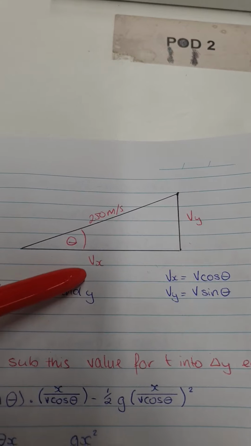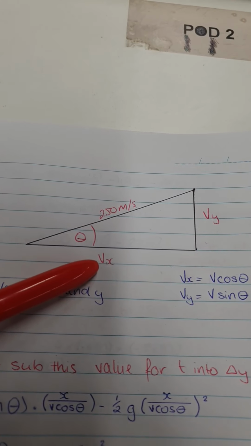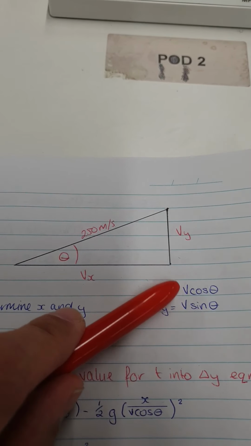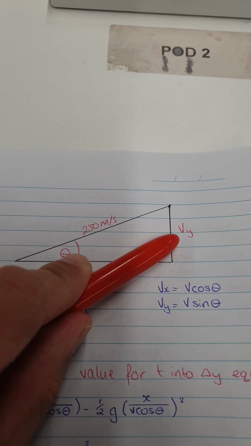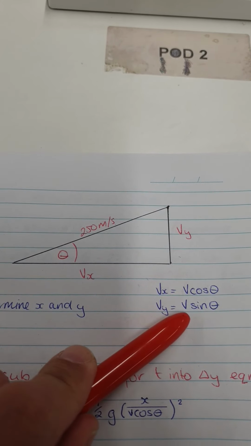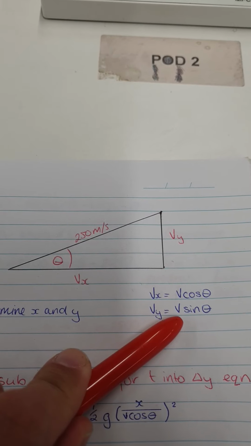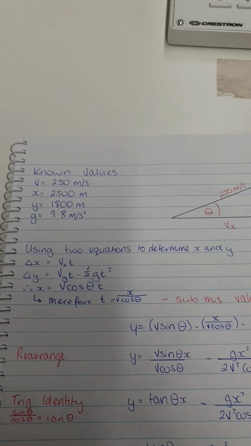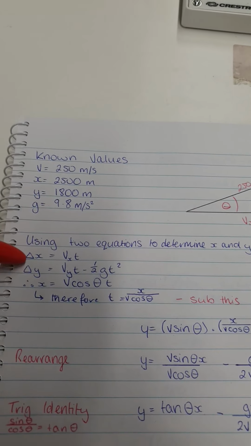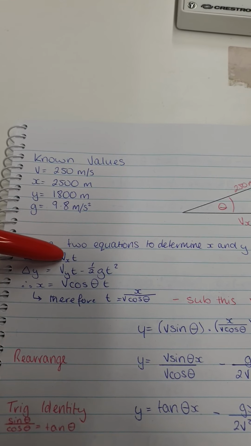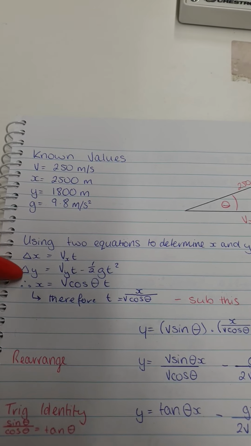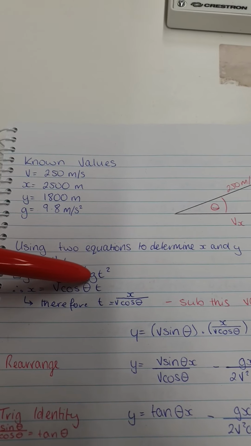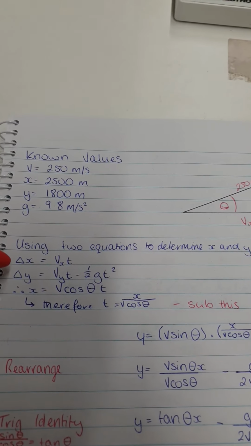In order to get our velocity in our x direction, we're going to take our initial velocity and multiply that by the cosine of theta. Similarly for our velocity in the y direction, we take our initial velocity, which is 250 meters per second, and multiply that by sine theta. We're going to be using two equations to determine our x and y values. We've got delta x, which is velocity in the x direction multiplied by time, and delta y, which is our velocity in the y direction multiplied by time minus half g time squared.